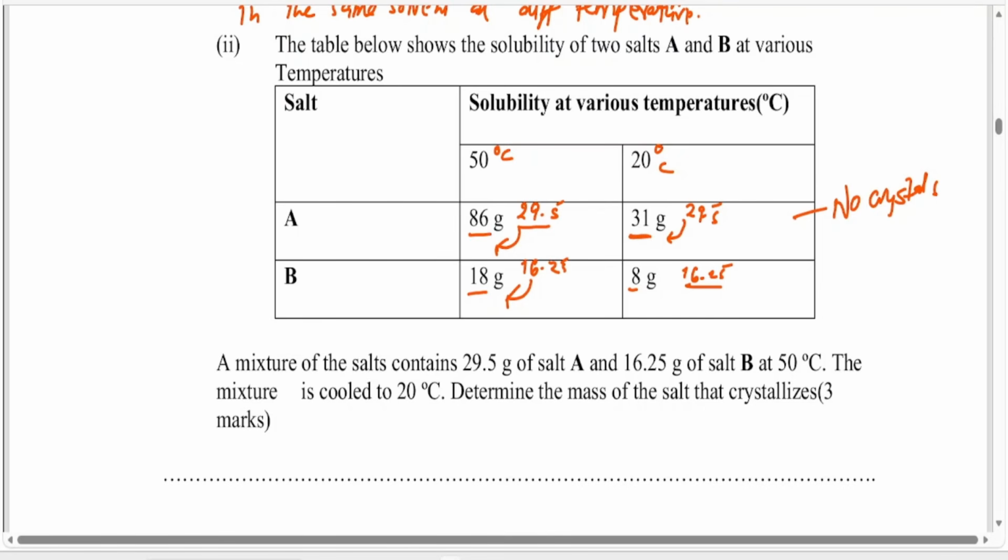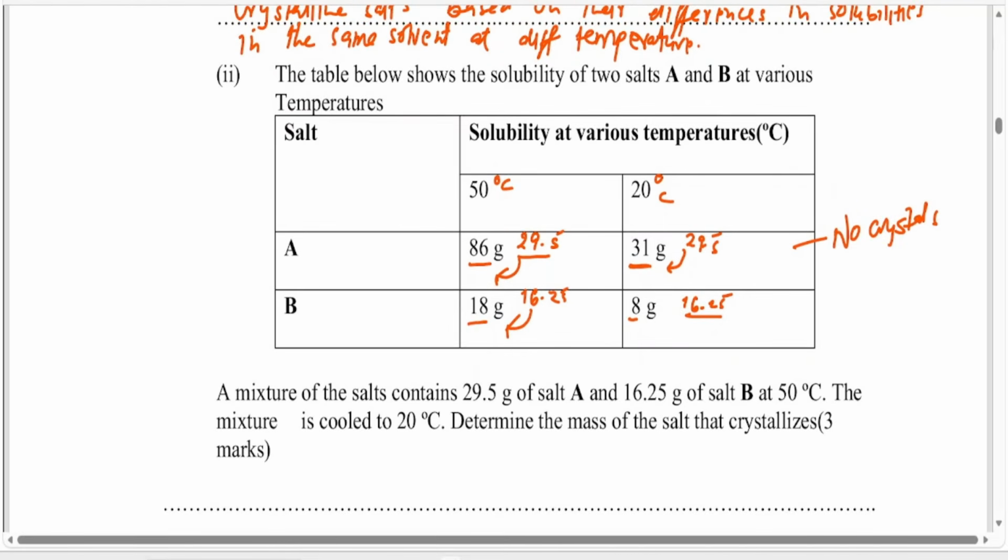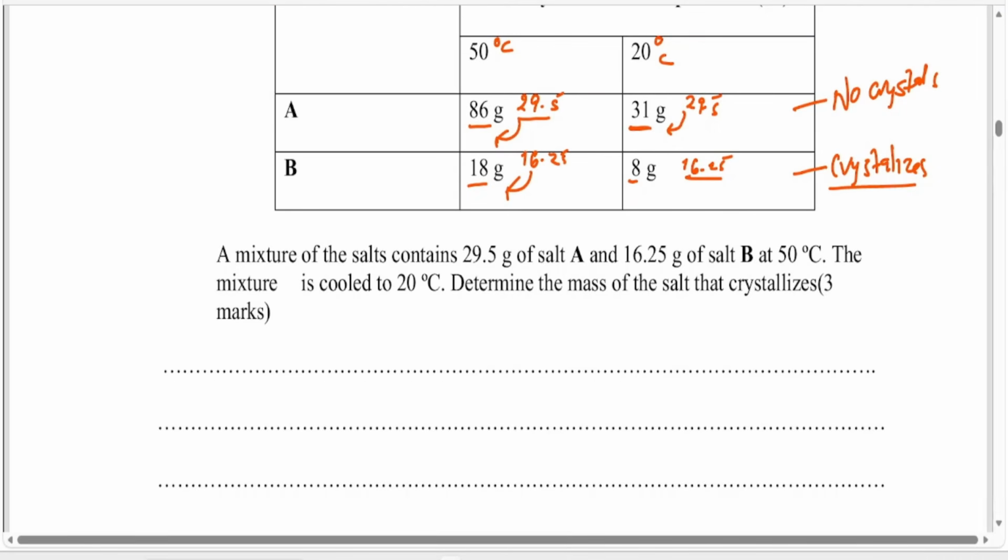They will not be having any room in that particular solution, so they will just form solid or crystallize, or there are going to be crystals in this case. Now the question: determine the mass of salt that crystallizes. We have seen at 20 we have around 7 point something or 8 point something which has not been dissolved. So the salt that forms crystals is salt B. Salt B crystallizes.